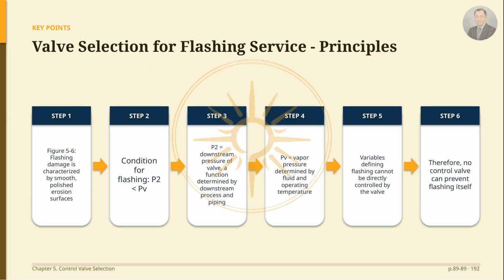As seen in Figure 5.6, flashing damage is characterized by eroded surfaces that are smooth and polished. To review, flashing occurs when the outlet pressure P2 is less than the vapor pressure PV. Here, P2 is the pressure downstream of the valve, which is a function of the downstream process and piping. PV is the vapor pressure determined by the type of fluid and the operating temperature. In other words, the variables that define flashing are not directly controlled by the valve. This means that there is no way for any control valve to prevent flashing itself.